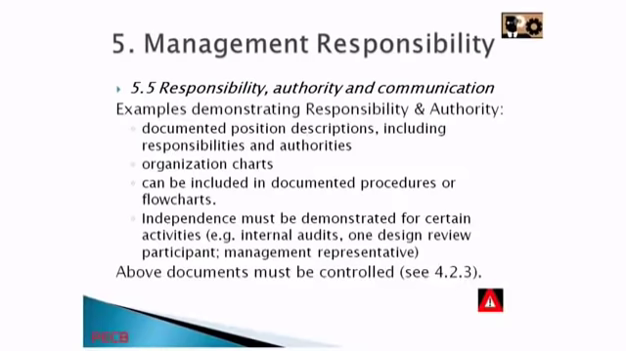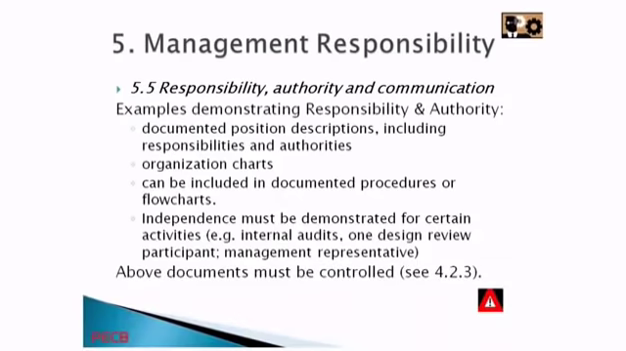5.5 is related to responsibility, authority, and communication. The organization should define the responsibility and authority, and it should be documented. Position descriptions, including responsibilities and authorities, and organization charts can be included in a document, procedure, or flowchart. Independence must be demonstrated for certain activities, like internal audit, design review, and the management representative. The above documents must be controlled.